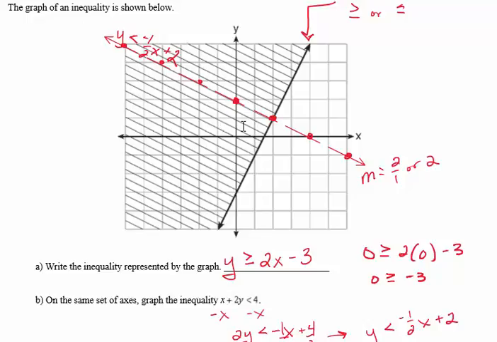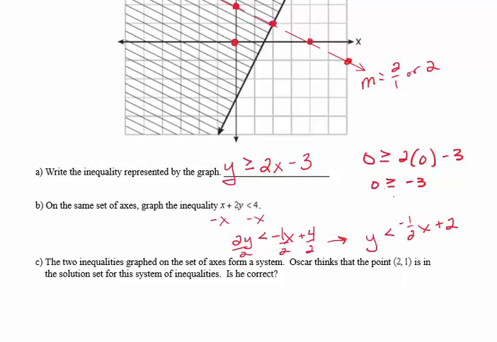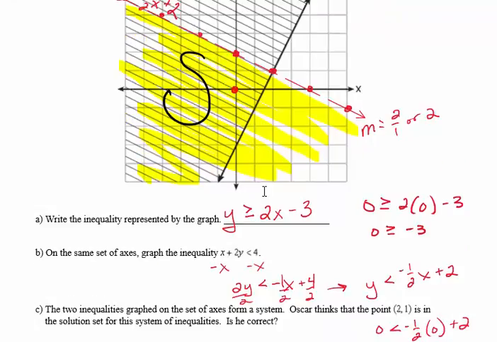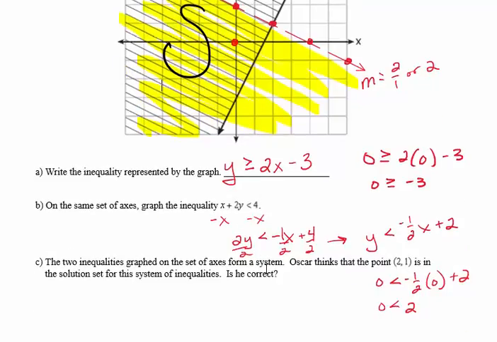Now, shading this, pick a test point. Let's pick 0, 0. Will 0, 0 make that true? So go down here. 0 is less than -1/2 times 0 plus 2. So is 0 less than 2? It is, so I would shade on the side of 0, 0, so down here. Pretty much anything in this region would be considered a solution as long as it's not on this dashed line. Down here it says the two inequalities graphed form a system.